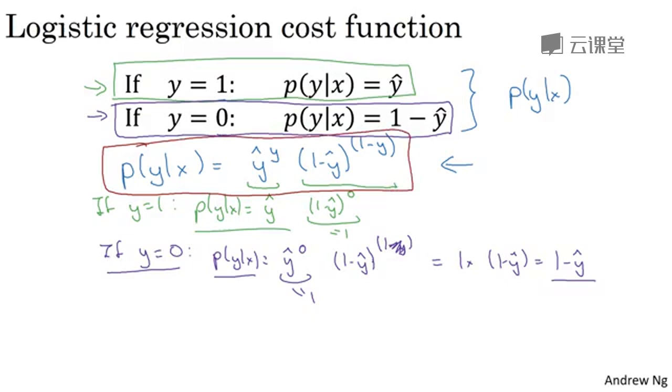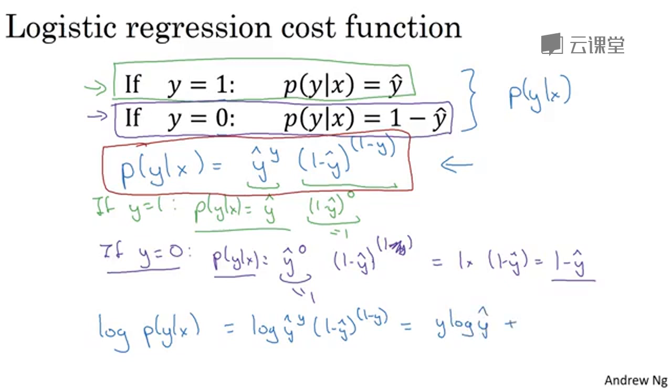Now, finally, because the log function is a strictly monotonically increasing function, maximizing log of p of y given x should give you a similar result as optimizing p of y given x. And if you compute log of p of y given x, that's equal to log of y hat to the power of y times 1 minus y hat to the power of 1 minus y. And so that simplifies to y log y hat plus 1 minus y times log 1 minus y hat, right?